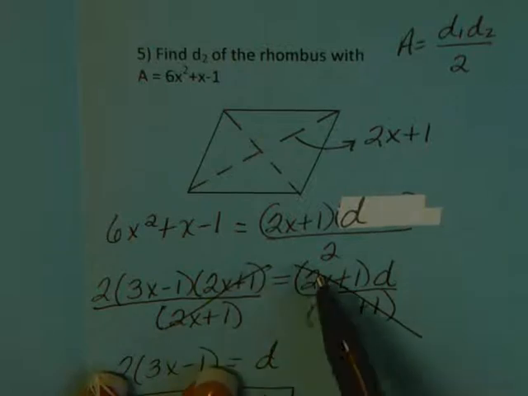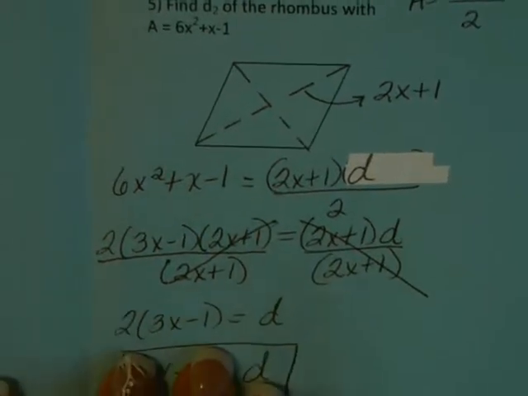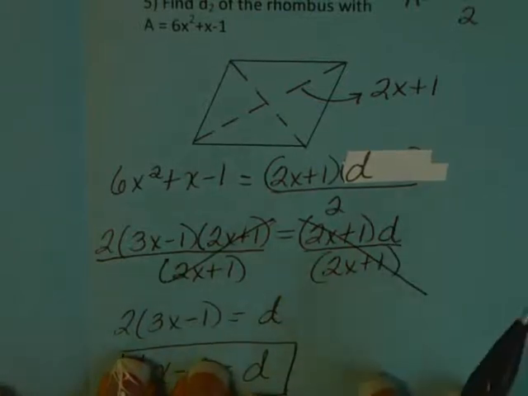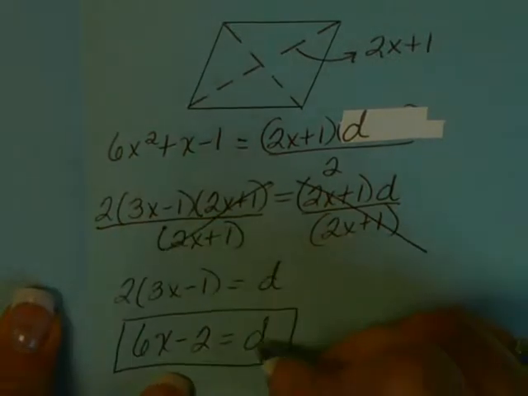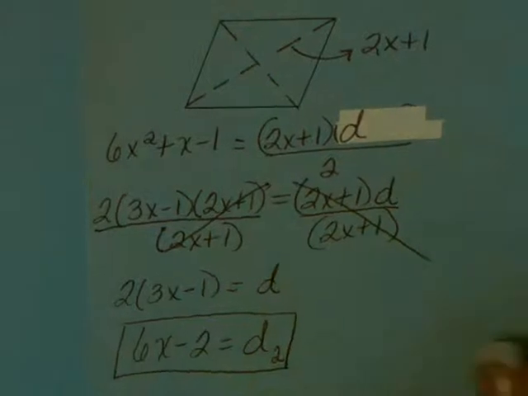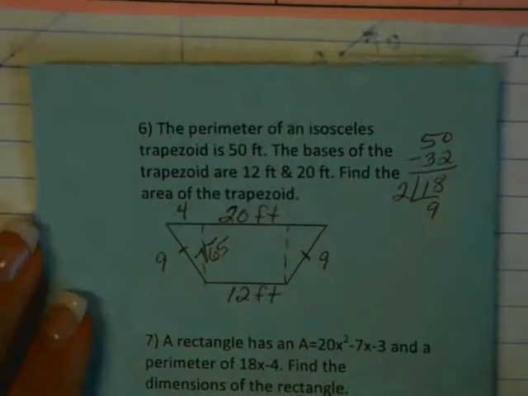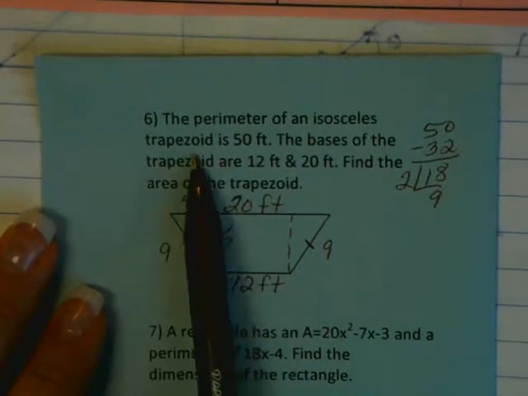Now, when you're working with monomials, if you have the same one on both sides, you can divide both sides by that whole monomial, and they cross out. You may be remembering some of this. So all we have left now is 2 times 3x minus 1 equals the d that was left here. And when we distribute that 2, we get 6x minus 2 equals our diagonal, and that is diagonal 2. We are almost done.